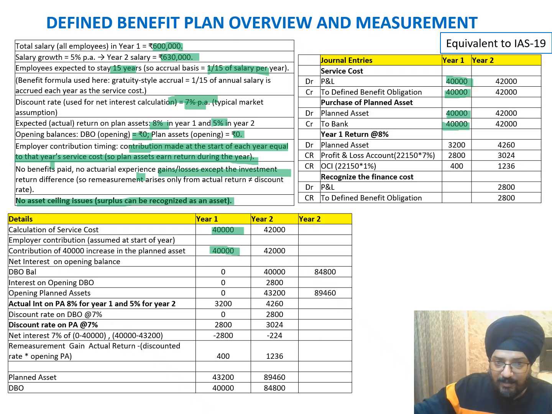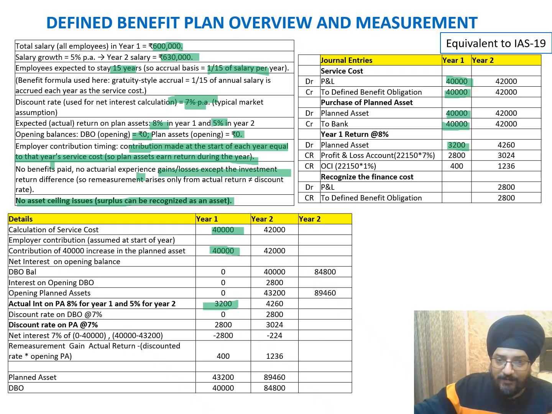Now, the actual interest earned at the end of year one on the plan asset is 3,200. So this 3,200 is the total interest that has been earned. It is going to increase my plan asset to the extent of 3,200. However, there are two entries which are shown as profit and loss and OCI. So we'll look at these entries in this particular section of the presentation.